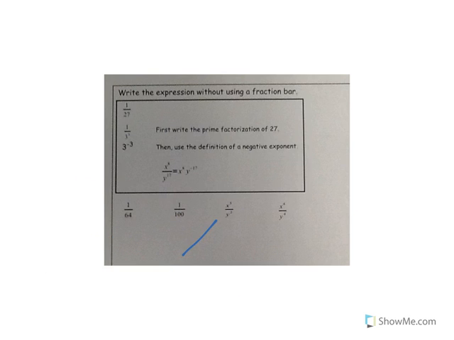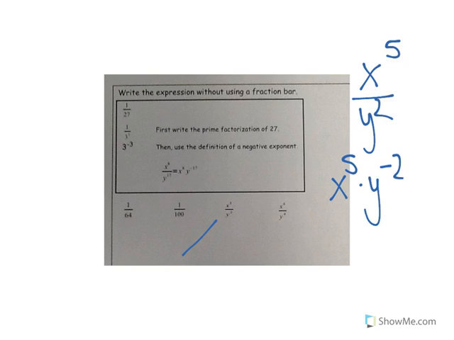So now for this one here, I just rewrote it over here. This is the same as x to the fifth power times y to the negative second power. For this one here, this is x to the fourth over y to the fourth, so it's just going to be x to the fourth times y to the negative fourth.